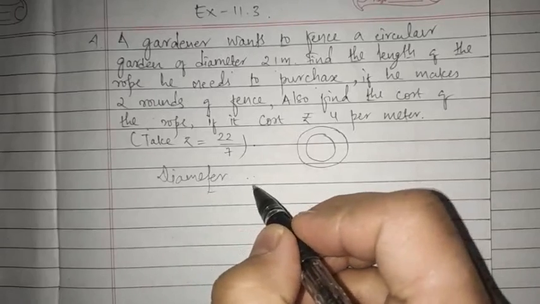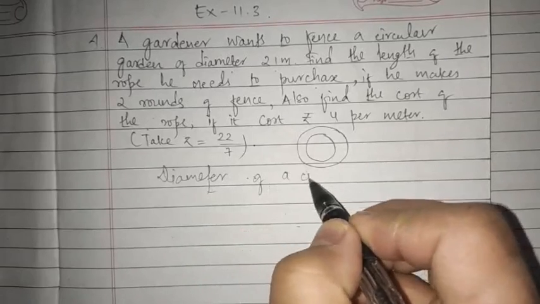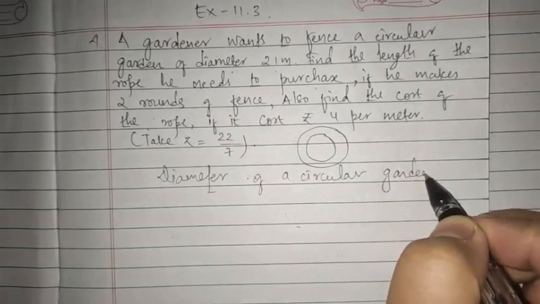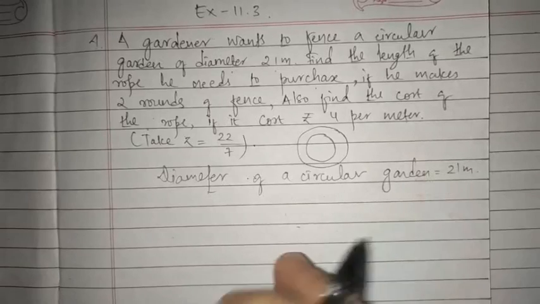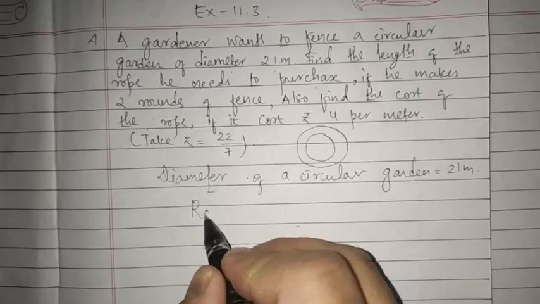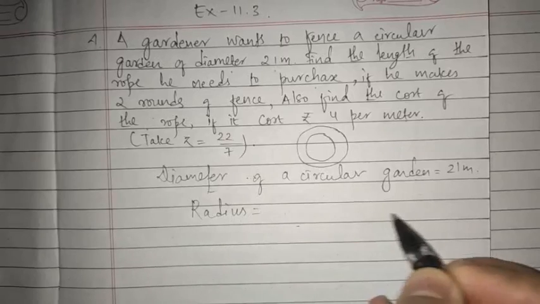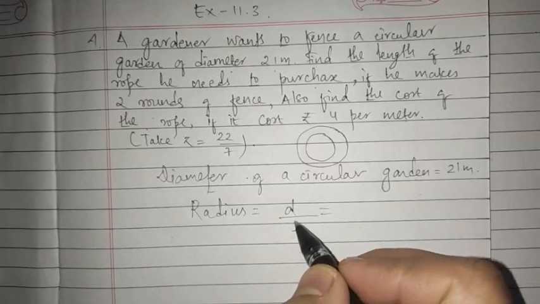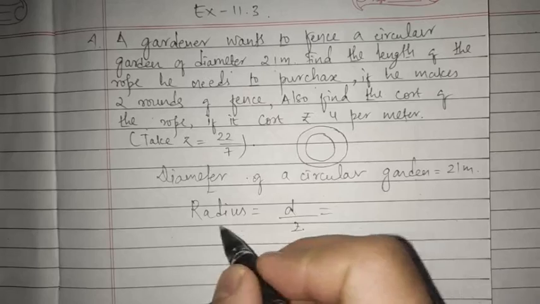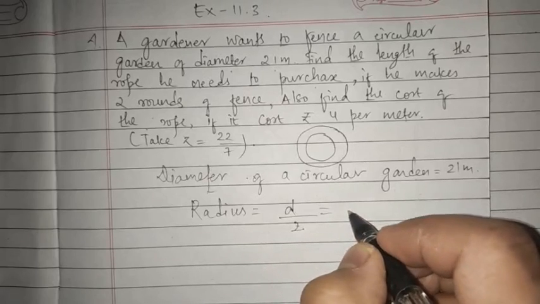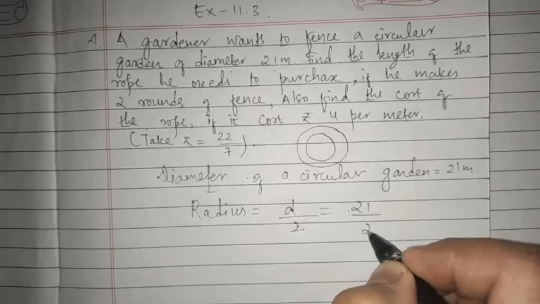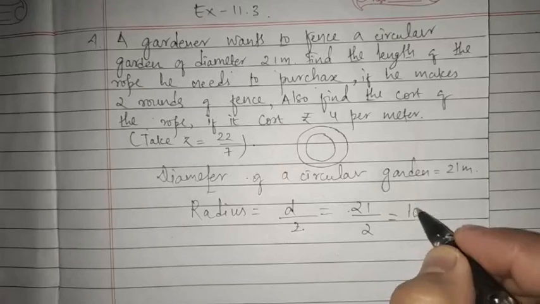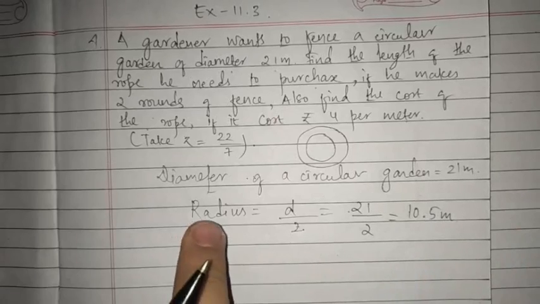Diameter of a circular garden is equal to 21 meter. If the diameter is given, you can easily find the radius. What is the radius formula? Radius is equal to d by 2, that is diameter by 2. Half of the diameter is the radius. The diameter given is 21, so 21 by 2, when you divide, you'll get 10.5 meter. So you got the radius.